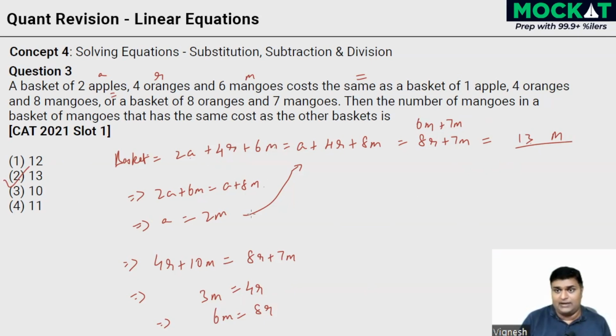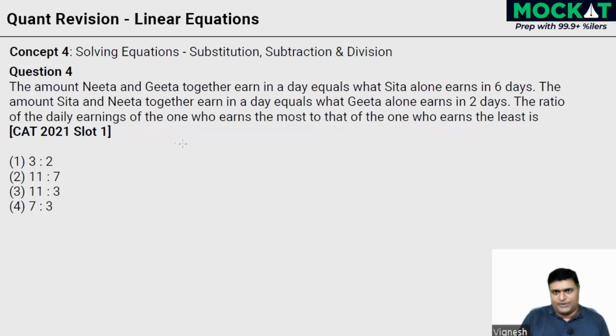Where A, R, and M are nothing but the cost of 1 apple, 1 orange, and 1 mango, right? So that's something I didn't mention at the start. Yeah, so those are the variables, and this is how we do it, right? So this is the cost of a basket. So on to question 4.